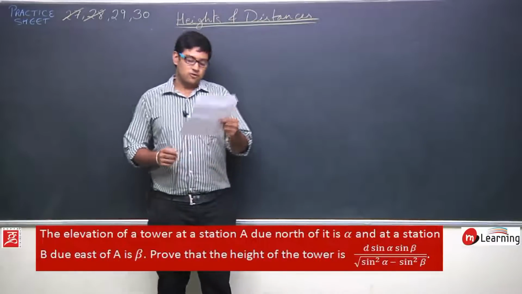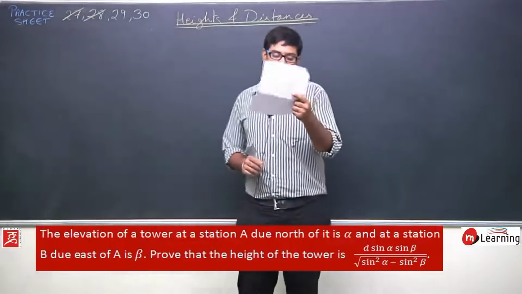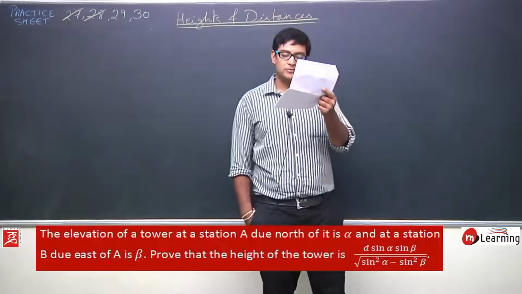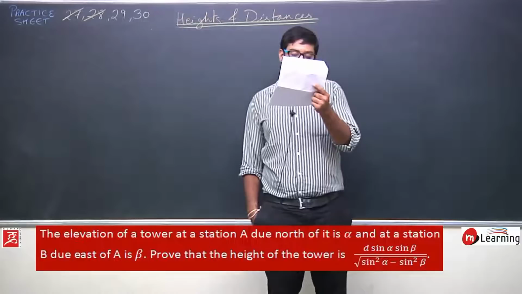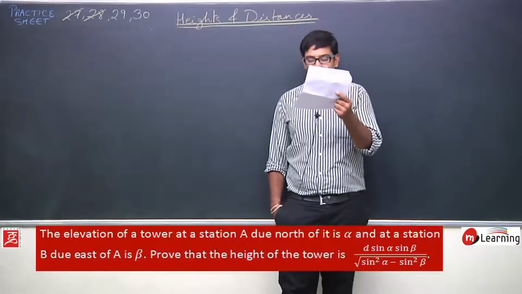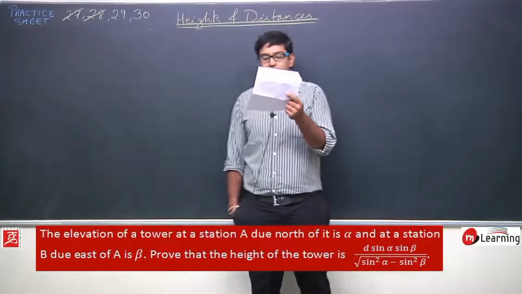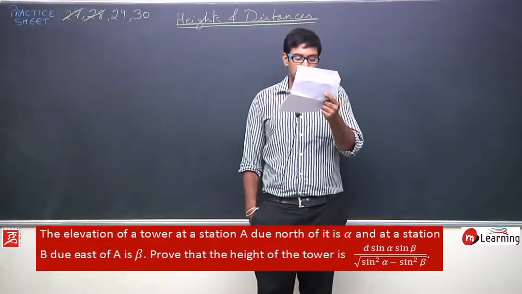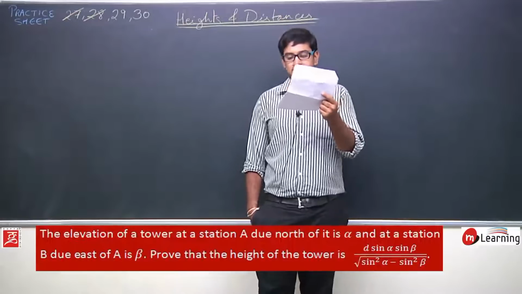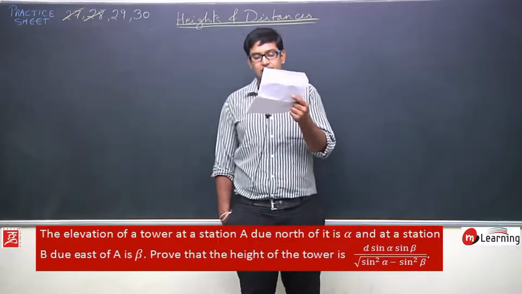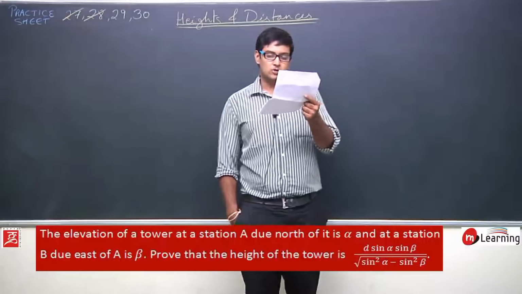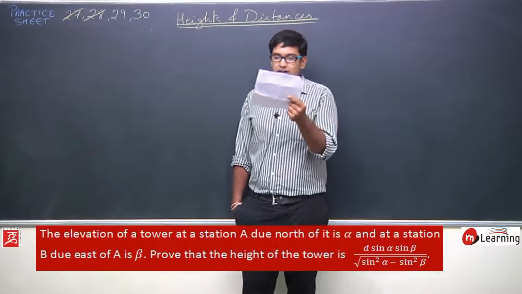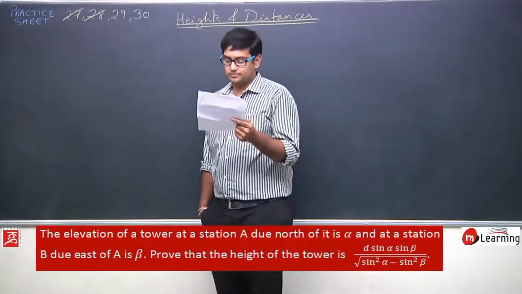Okay, let us now solve question number 29 from the practice sheet. Question number 29 says, the elevation of a tower at a station A due north of it is alpha, and at a station B due east of A is beta. Prove that the height of the tower is d times sine alpha into sine beta upon root of sine square alpha minus sine square beta, where AB is equal to d.